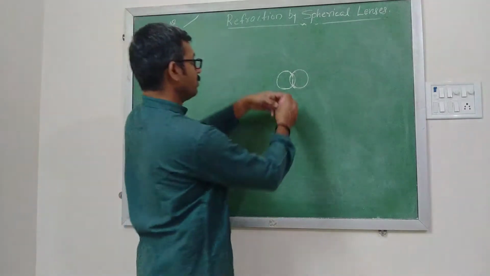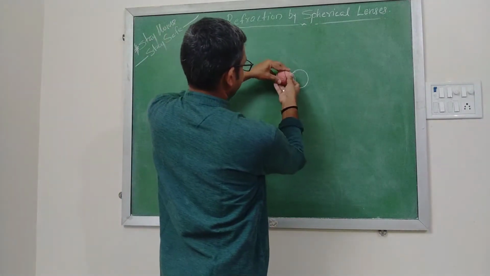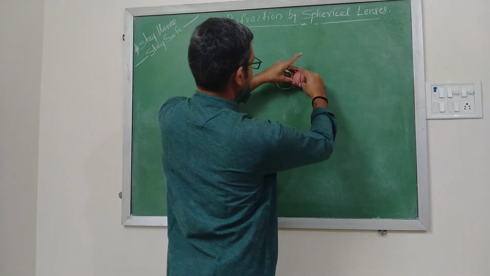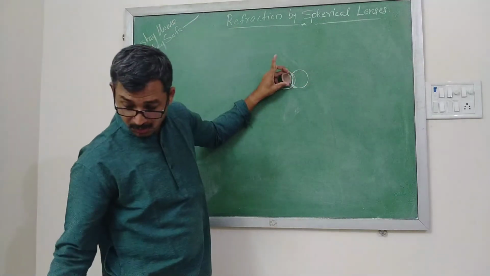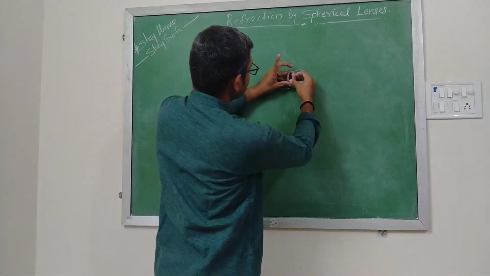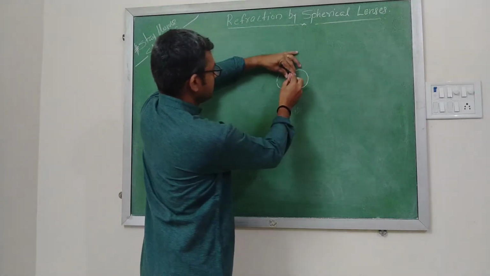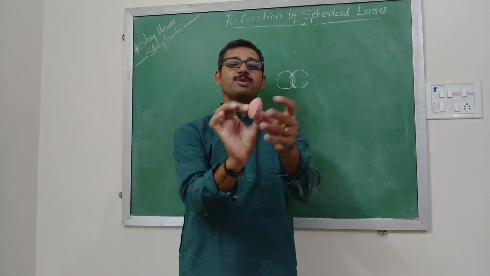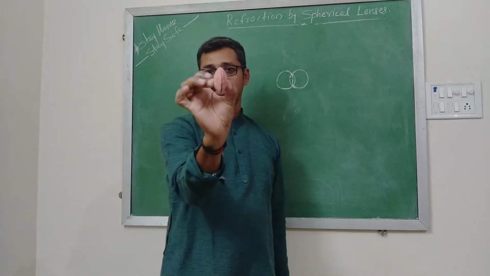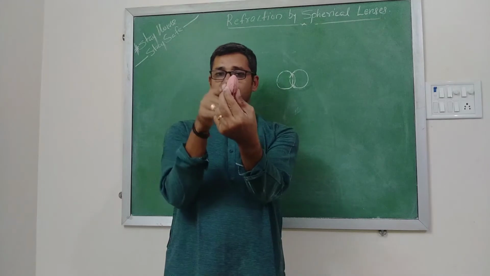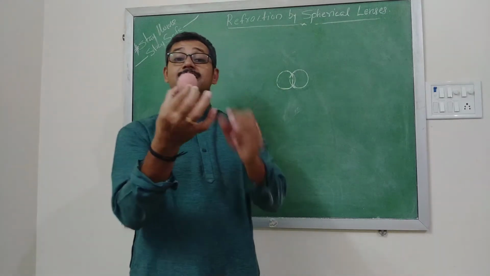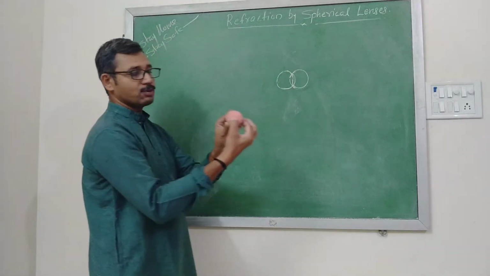Now look, from here we cut this part, and from here we cut this part. Now the intersection of these two parts, what is formed here? A lens is formed. This is a convex part, and here it is also convex, so we can say this is a convex lens.